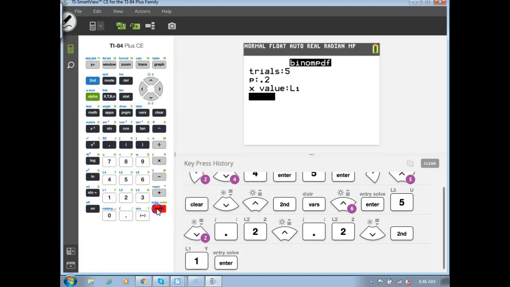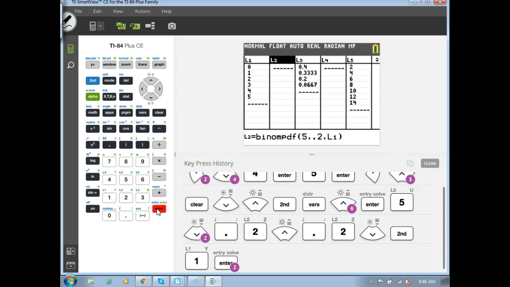Okay. Now in the older calculators, it's going to look like that. 5, comma, 0.2, comma, list 1. So we're going to hit enter. And then voila! Now the only thing that looks a little different from what's already on your paper is this last one. They put it in scientific notation simply because of pixelation space that allows for the text. So it's 0.0003. So they just went ahead and wrote 0 on here.